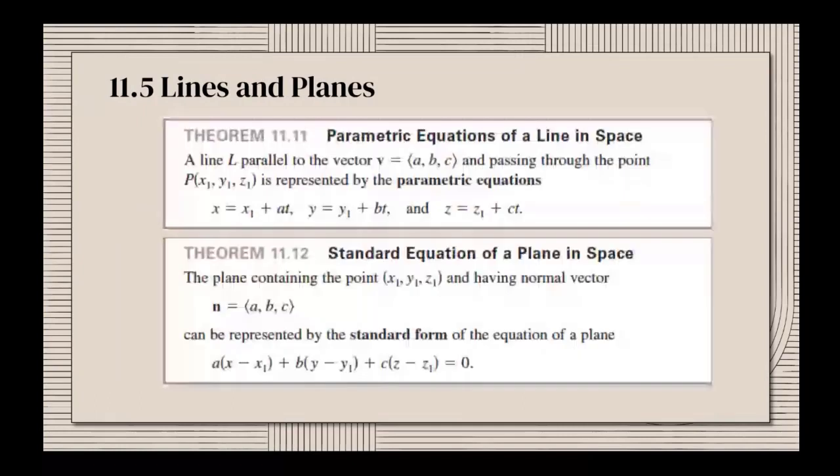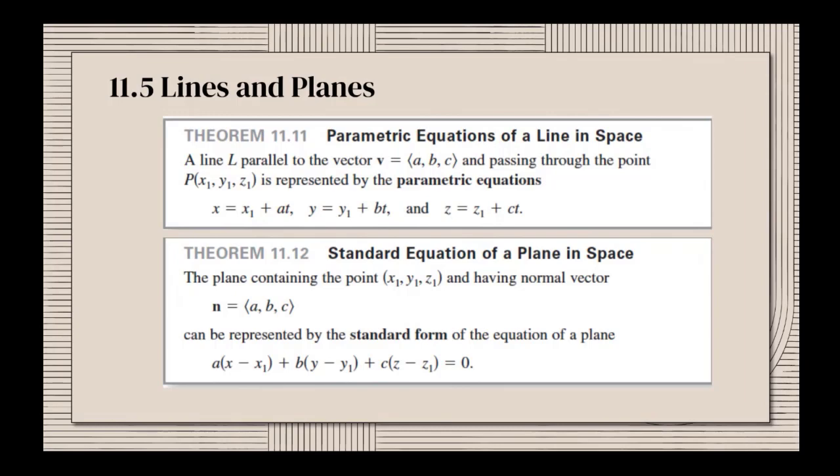So moving on to 11.5. 11.5 is about lines and planes, and theorem 11.11 shows that a line parallel to the vector b and passing through point P is represented by these parametric equations. So you can use these to solve for any parametric line in space.